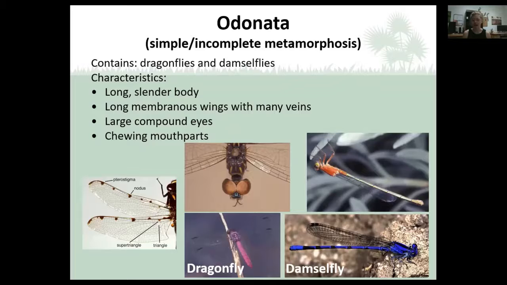Dragonflies are a little more stout. They're the ones you see in parking lots all the time. Damselflies are little skinny, dainty guys, and they're usually next to bodies of water or low on grass. They have chewing mouthparts, and they're predaceous as adults and as larvae.